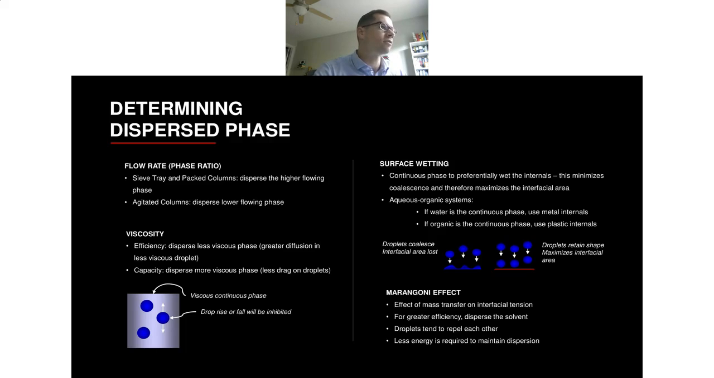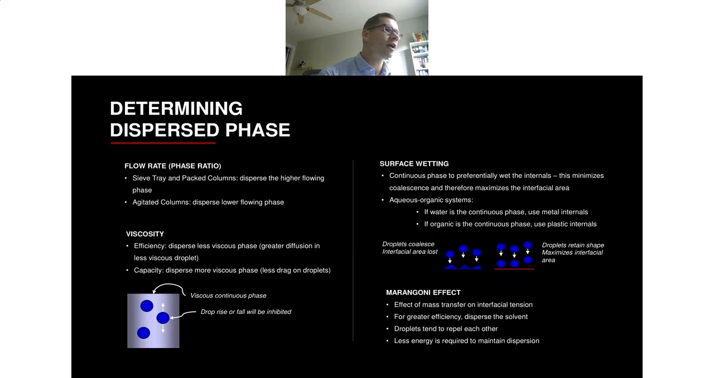The first of those is just looking at the relative volumetric flow rates of the feed and solvent going into the column. So for a static column, like a packed column that Don discussed earlier, what you want to do there is disperse the higher flowing volumetric phase. And that's because you're counting on that higher velocity and momentum associated with that phase to be broken up by those fixed internals like structured packing.